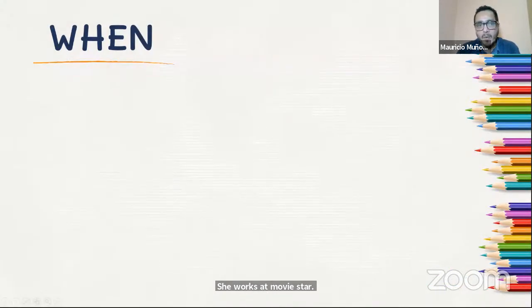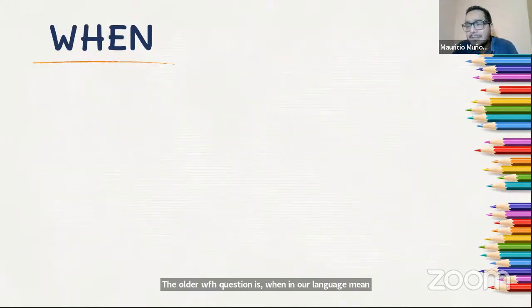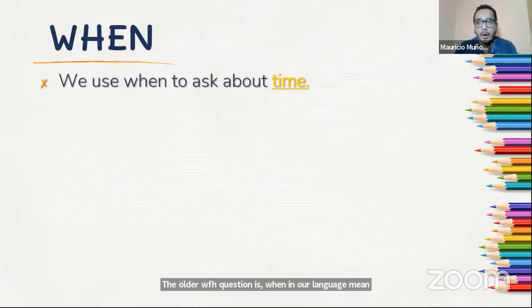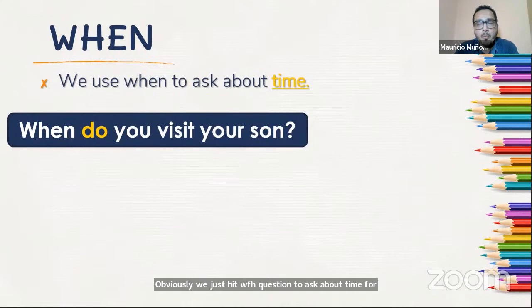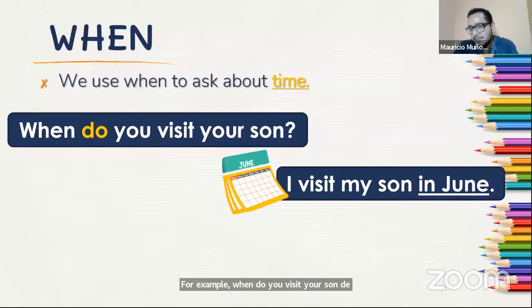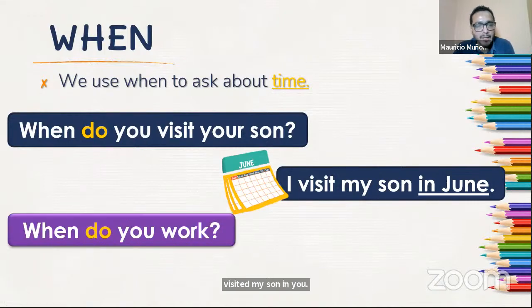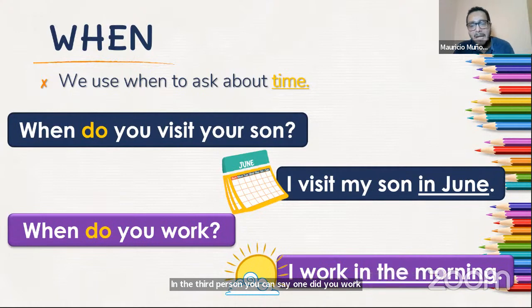The other WH question is when. In our language means cuando. Obviously, we use the WH question to ask about time. For example, when do you visit your son? The answer, I visit my son in June. In the third person, you can say, when do you work? I work in the morning. So we use the word when for time.